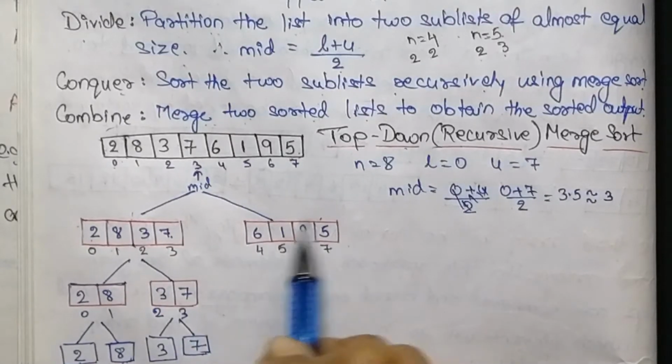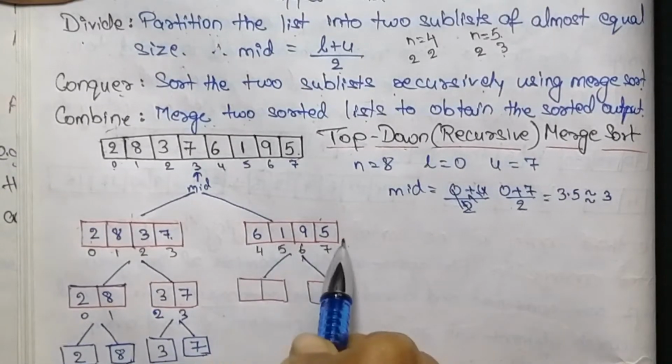Okay, now we will divide this sublist. Now see here, there are 4 elements.